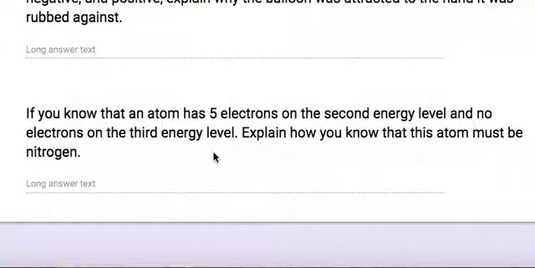If you know that an atom has 5 electrons on the second energy level and no electrons on the third energy level, explain how you know that this atom must be nitrogen.